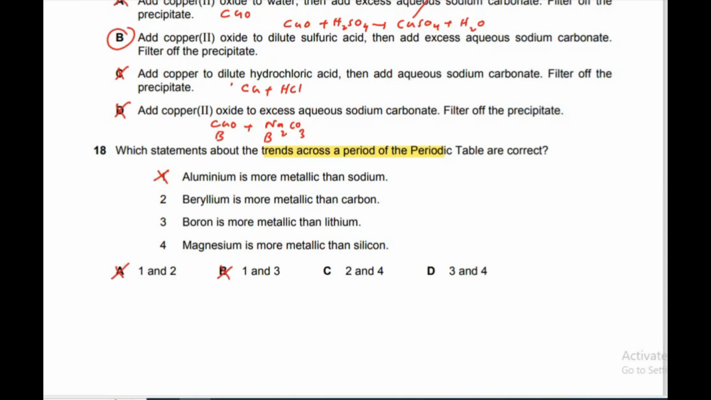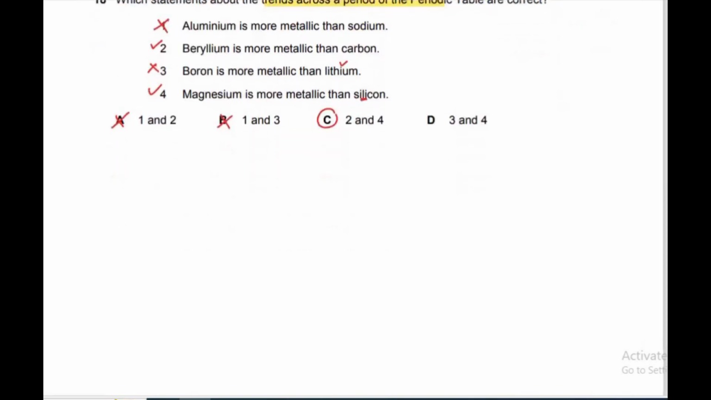Beryllium is more metallic than carbon. Yes, beryllium is a metal and carbon is a non-metal, so beryllium is more metallic than carbon. This is a correct statement. Boron is more metallic than lithium. This statement is not correct. Lithium is more metallic than boron, so you can cancel this. Magnesium is more metallic than silicon. Silicon is a metalloid, magnesium is a metal. So 2 and 4 is the correct answer.